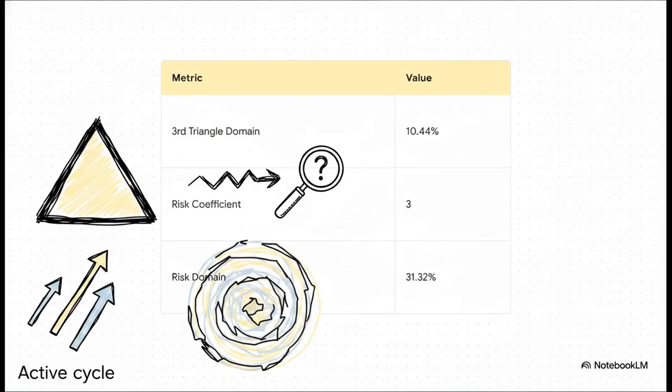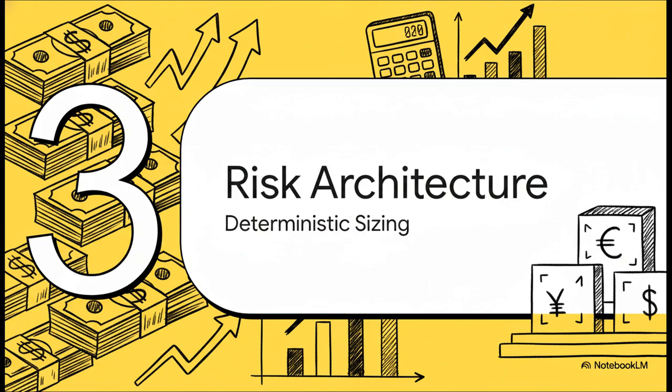Detailing the active cycle's proportional metrics, you can see the third triangle domain is defined at 10.44%. Applying the structural risk coefficient of 3, the total risk domain for this configuration calculates to 31.32%. Section 3. Risk architecture and sizing.